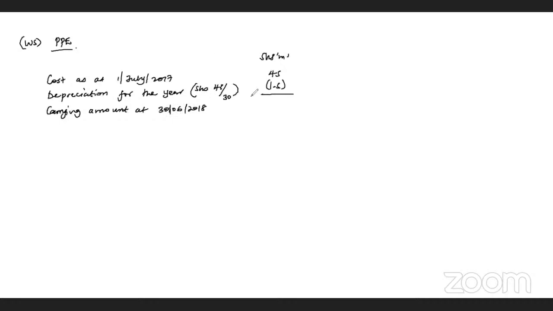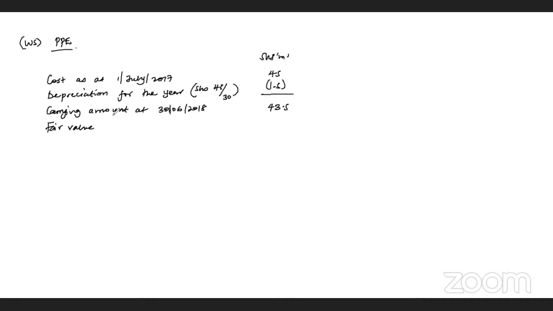So the carrying amount of the property as at 30th June 2018, when it was revalued, will be 43.5. We are depreciating for only a period of 1 year, from 1st July 2017 up to 30th June 2018, because it was revalued on 30th June 2018. So we have a carrying amount of 43.5. Now, this very property was fair valued.